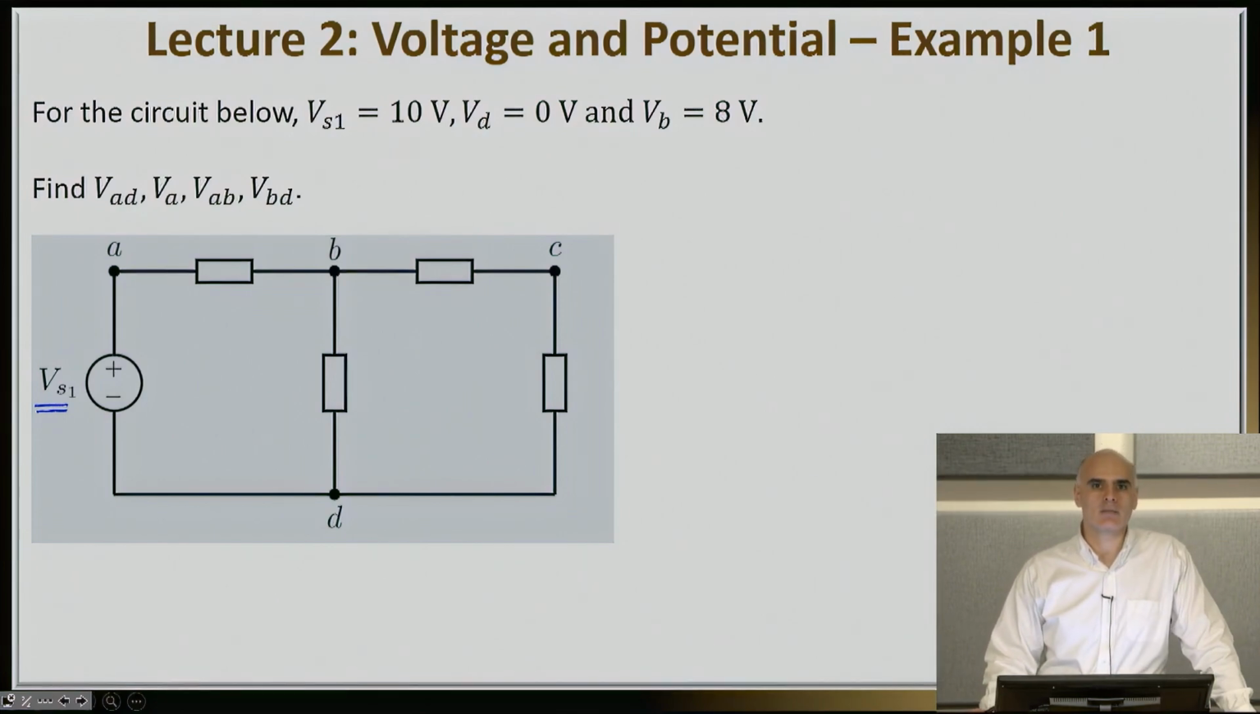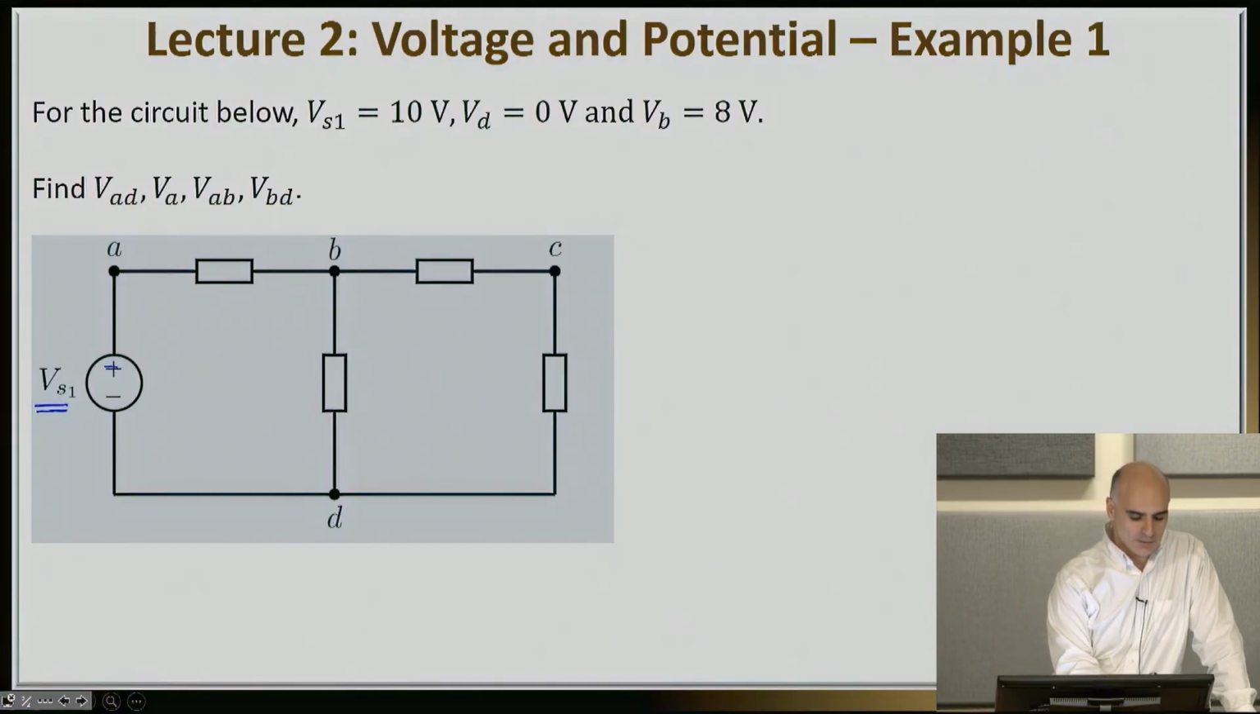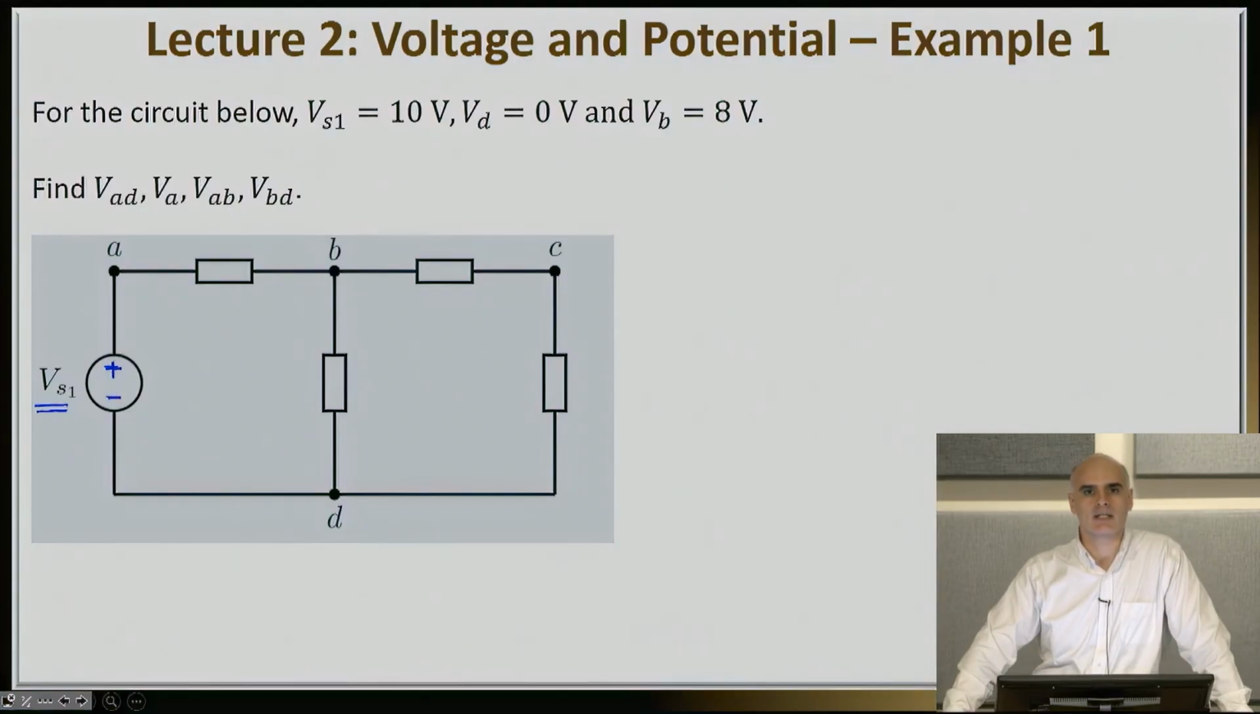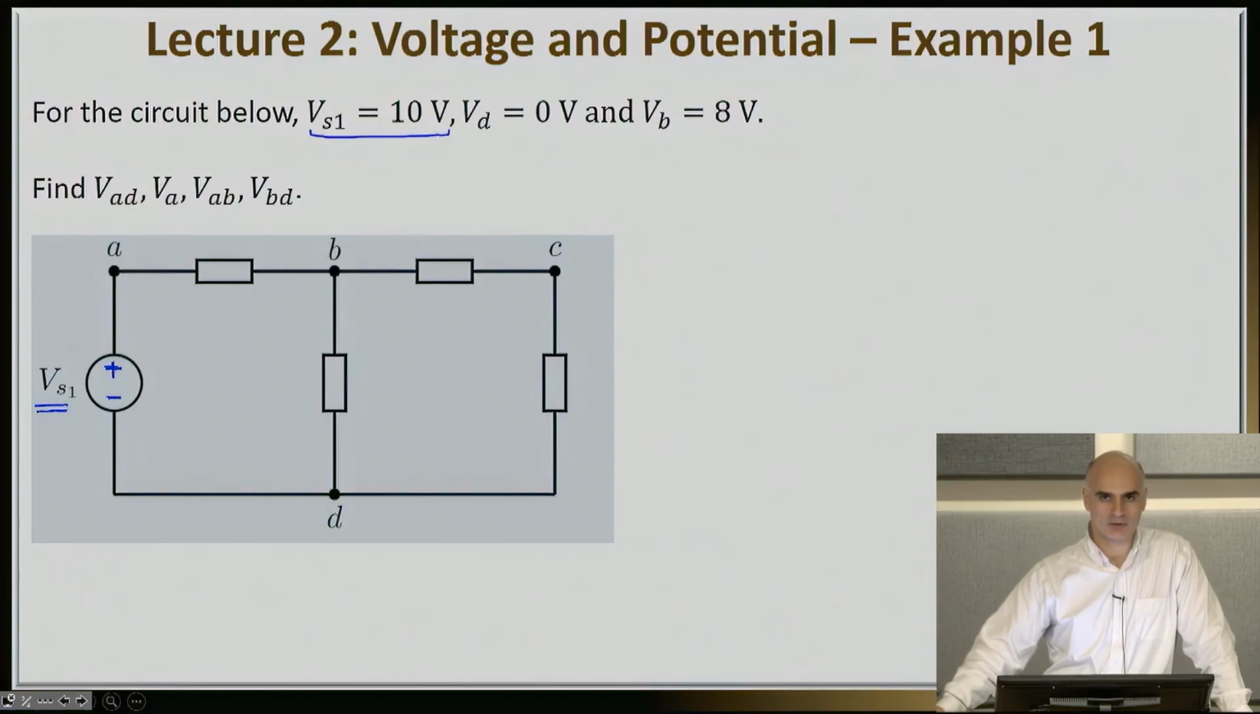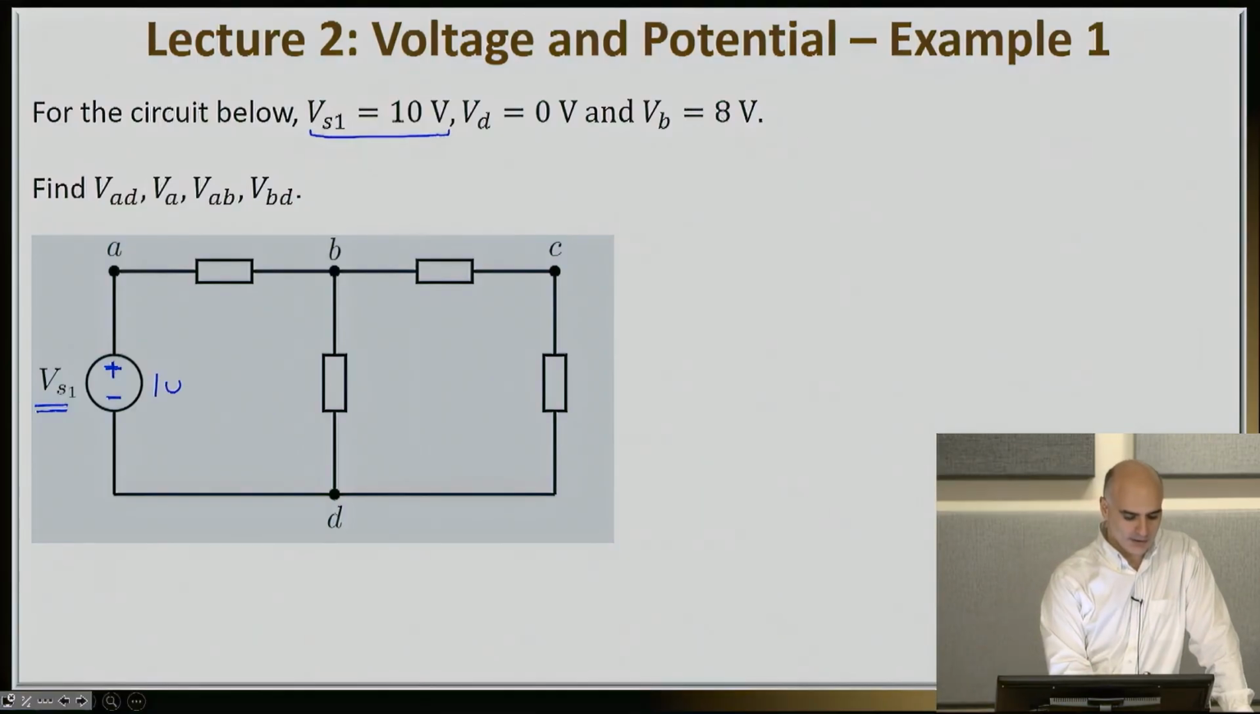This can easily be assumed right now in your minds as a battery because it is providing a constant voltage difference. Notice the polarity of this voltage difference. The plus sign is up, the negative sign is down. Later on, we'll learn more options for voltage sources as well. We are given that this VS1 value is equal to 10 volts. So I'm going to write it here.